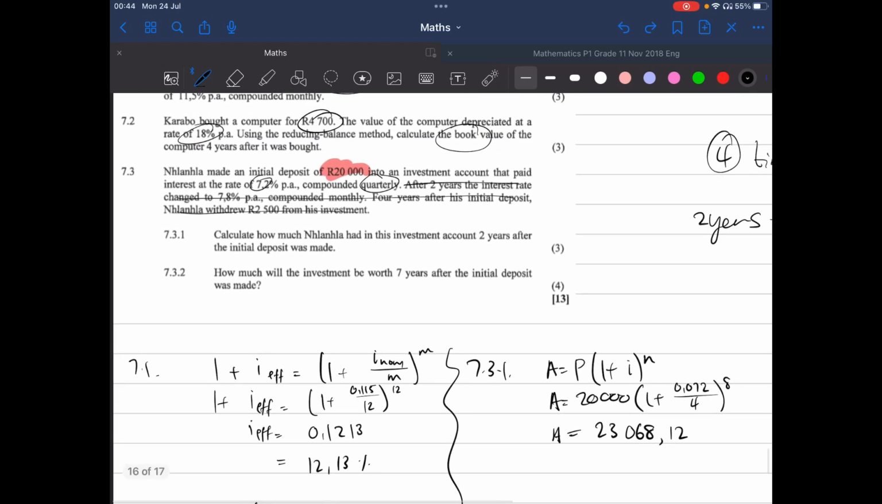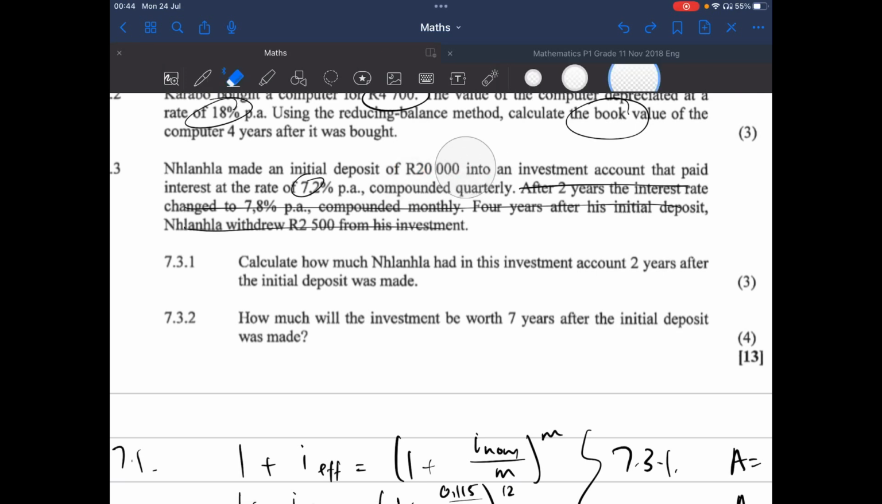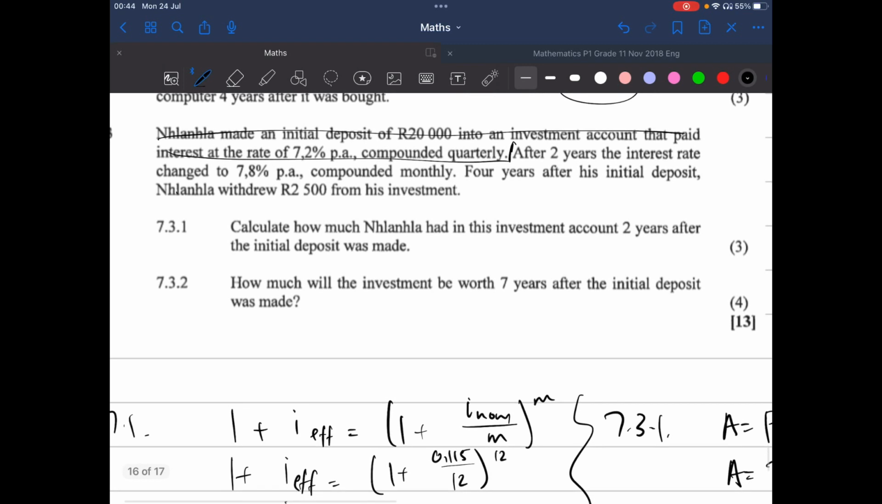Okay, so 7 years after, let's see now. So now we looked at it until this point, until here. Now we can ignore this first part because we already know how much it's worth after 2 years. After 2 years, the interest rate changed to 7.8% per annum, compounded monthly. Okay. 4 years after his initial deposit, he withdrew 2,500 from his investment.